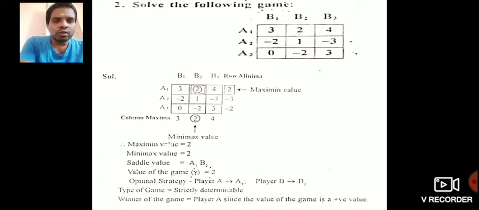When it comes to the optimal strategy for player B, the value of the game, 2, occurs at the B2 column, so the optimal strategy for player B is B2.